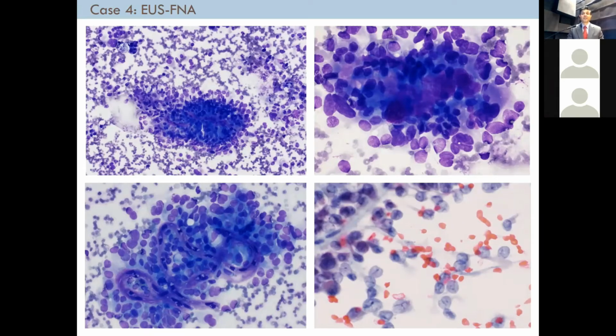On Pap stain, the nuclei have very fine chromatin. Many of these cells show very prominent grooves. And if you look over here, some of these cells appear to have tails. So these are actually called cercariform cells. These were first described by Dr. Kumbuchian, who was our former faculty in our department and unfortunately passed away earlier this year.